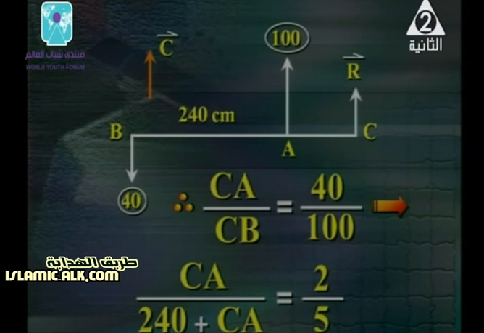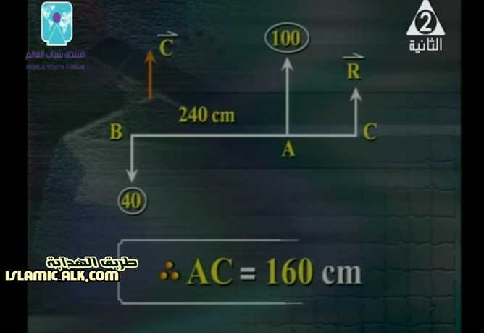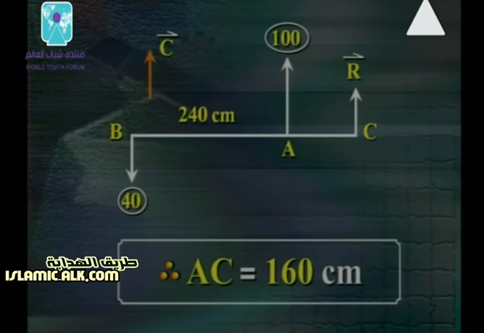2 over 5. What do I mean by 2 over 5? It is the simplest form of 40 over 100. Then the equation becomes CA over 240 plus CA equals 2 over 5. By using cross multiplication, AC equals 160 centimeters. So R, the resultant of the two forces, acts at 160 centimeters from A, or 400 centimeters from point B.